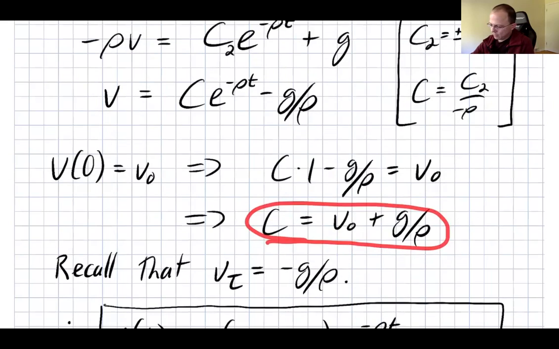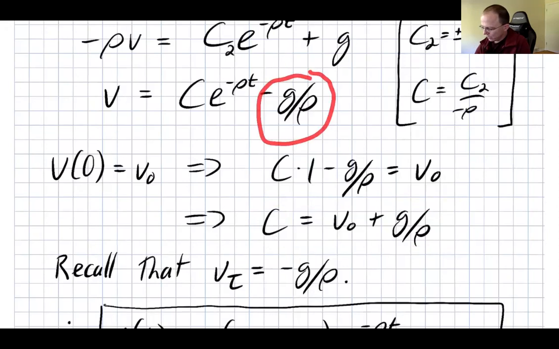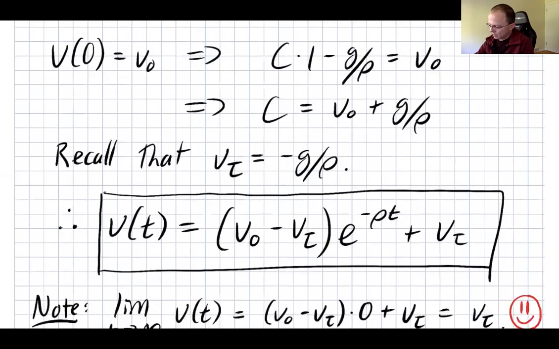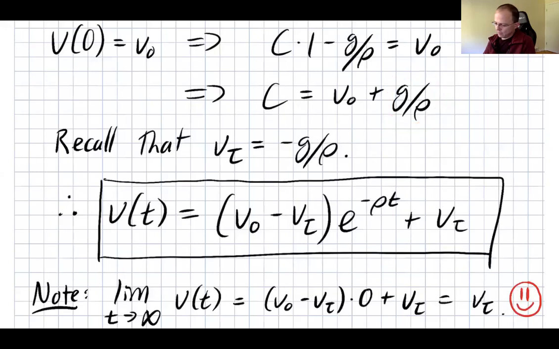Now, we're getting a lot of these negative g over rho, and here's another g over rho. And recall that actually our terminal velocity is given by -g over rho. So we can actually just replace all these instances of g over rho using this terminal velocity. So our final solution is that we have our initial velocity minus our terminal velocity times this exponential, which is controlled by this drag coefficient. And then we have our terminal velocity here as well.